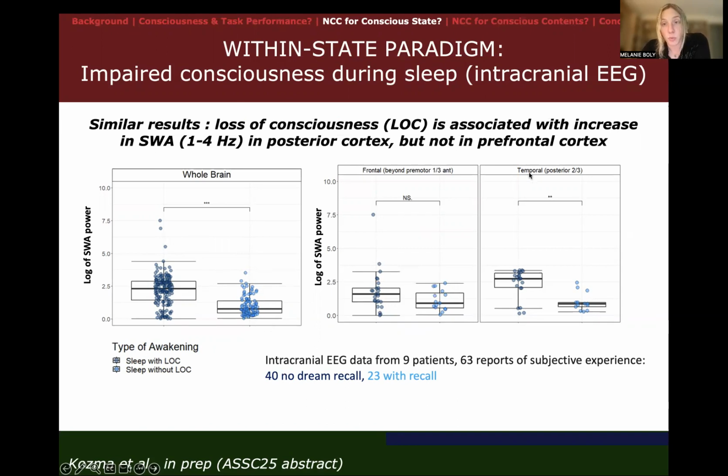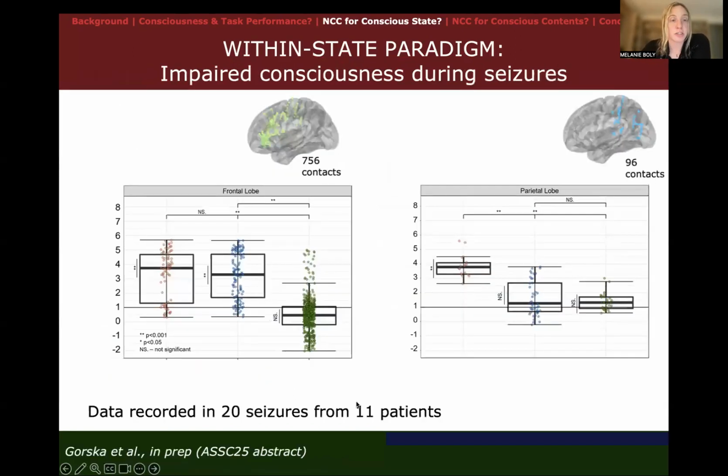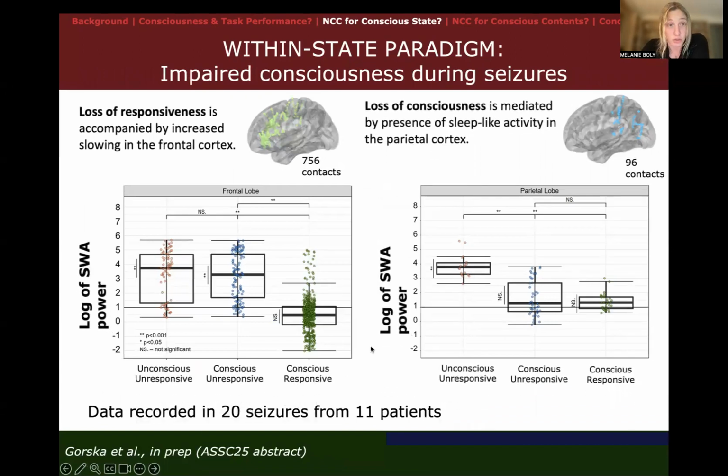But actually, if you look where it is in the brain, in prefrontal cortex, so beyond premotor, the anterior third of the frontal cortex, there is no significant difference between consciousness and unconsciousness. But you find these differences more in the posterior brain, like here, for example, in posterior temporal cortex. So this suggests, as we had seen during sleep, that indeed the posterior cortex is most predictive for consciousness. We also have a new data set during seizures suggesting the same findings.